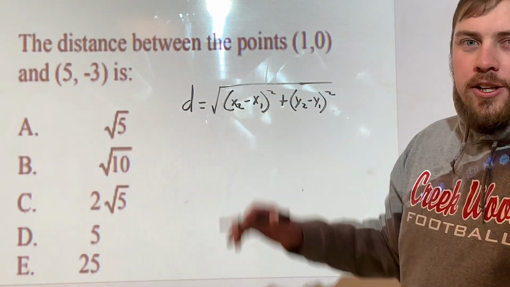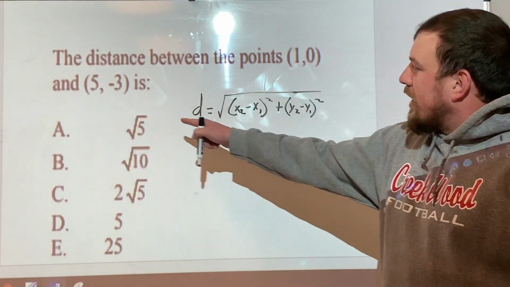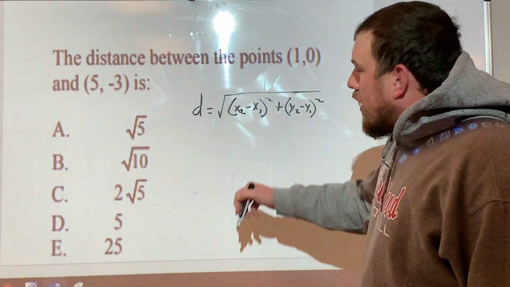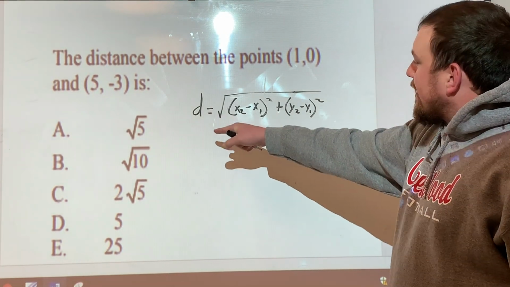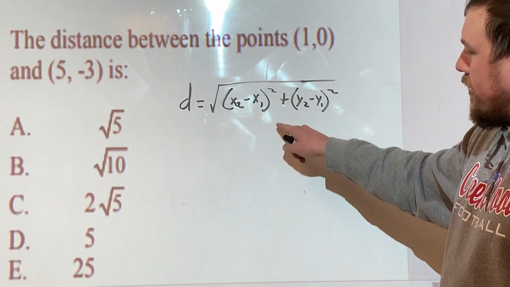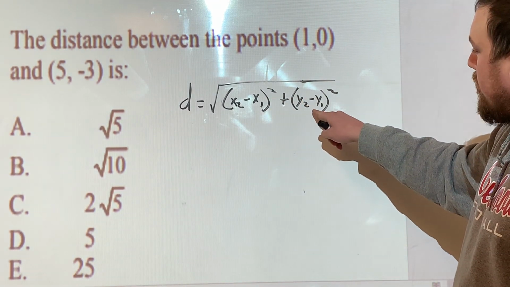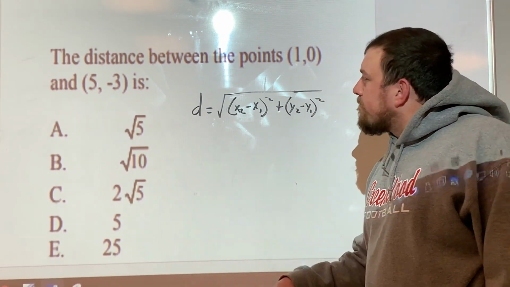All right, what we got to do here is we got to find the distance between 2 points. 1, 0, and 5, negative 3. We got this nice distance formula that I'm sure most of you have seen. Distance is equal to the square root of x2 minus x1 squared plus y2 minus y1 squared. If you need to pause the video right now to write that down, you can.